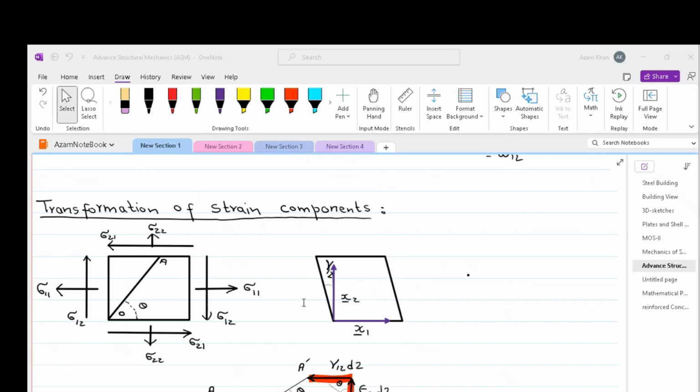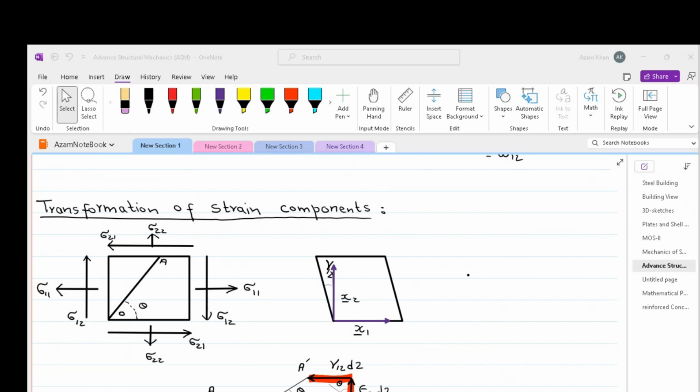Now we move to transformation of strain components. A transformation of strain components is one of the fundamental concepts in structural mechanics involving the change of strain components from one coordinate system to another. As we discussed, the strain components describe how an object deforms under the applied forces or loads.